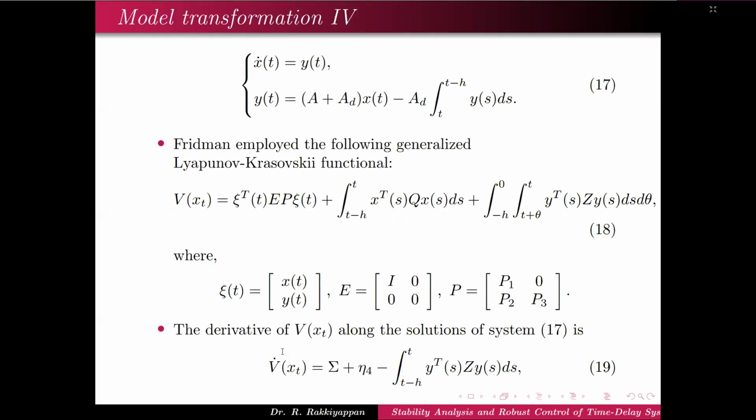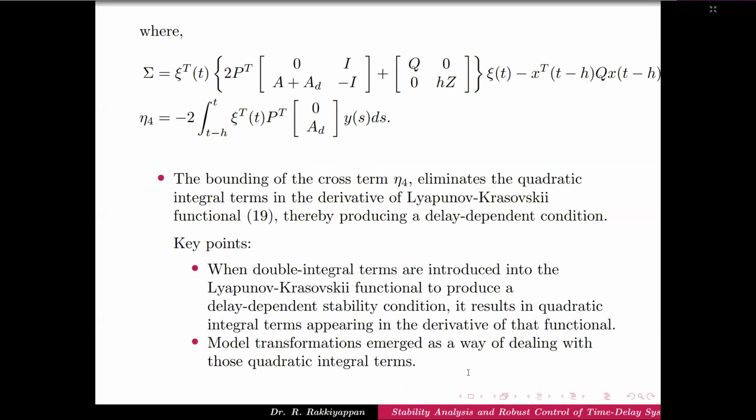So this is the final one, model transformation 4. We can substitute the right hand side as y of t, so then y of t can be expressed like this. Then Fridman employed the following generalized Lyapunov-Krasovskii functional, where we can get an augmented system, and then we use these vectors. The derivative of V of x_t along the solution of the given system 17 can be expressed as this sigma plus eta 4 minus this integral term, where the remaining functions are defined here.